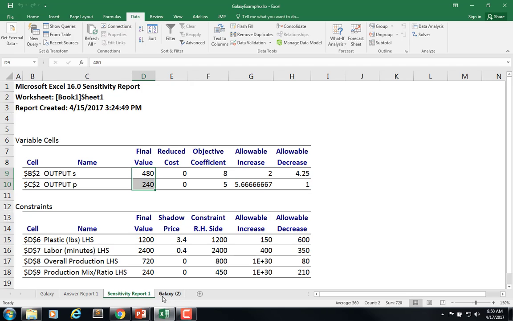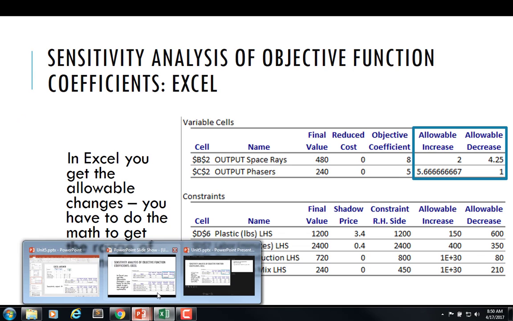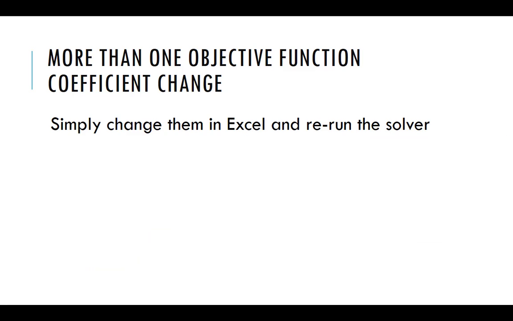Now, what happens if I have more than one objective function coefficient change? If they're both within their allowable range, that still doesn't tell us anything. There is some other kind of 100% rule you could look at, but I'm not going to make you do that. Instead, if you have more than one change, the easiest thing to do, especially for the small problems that we are looking at, is to change the coefficients and rerun the solver.